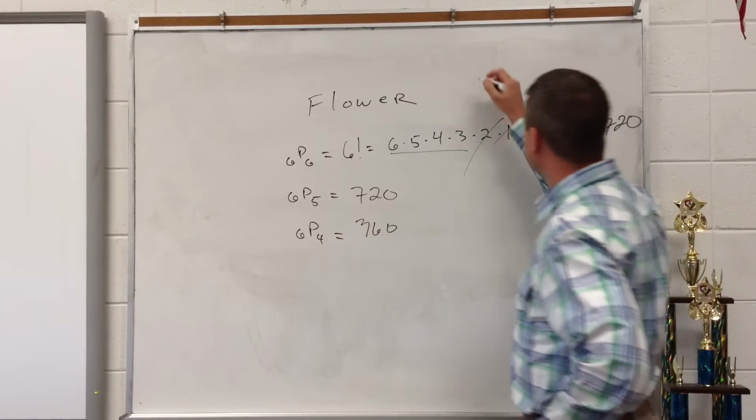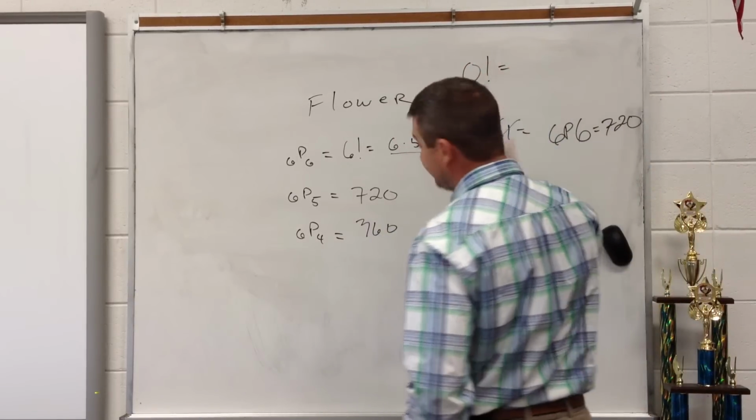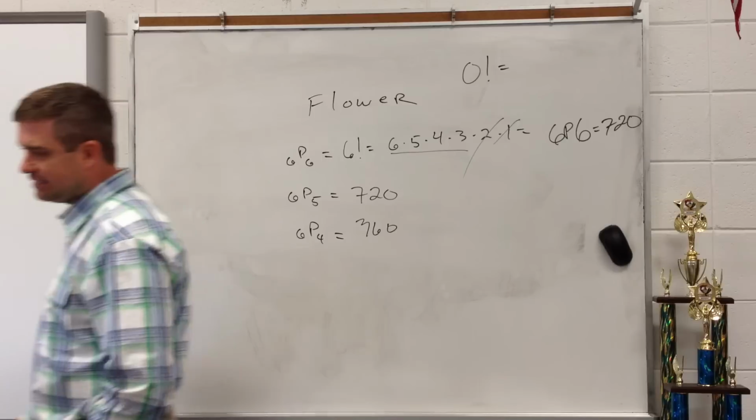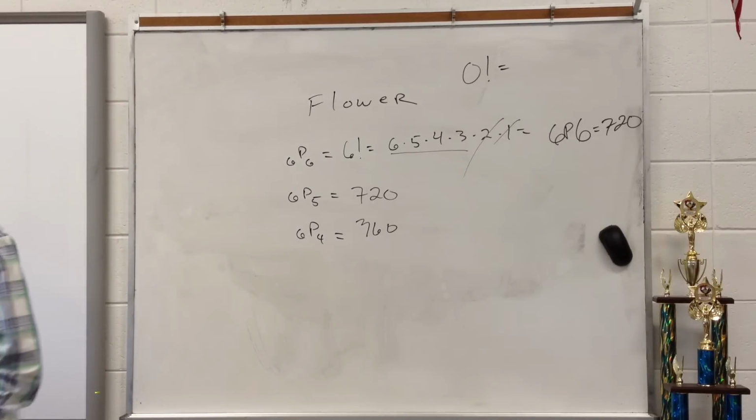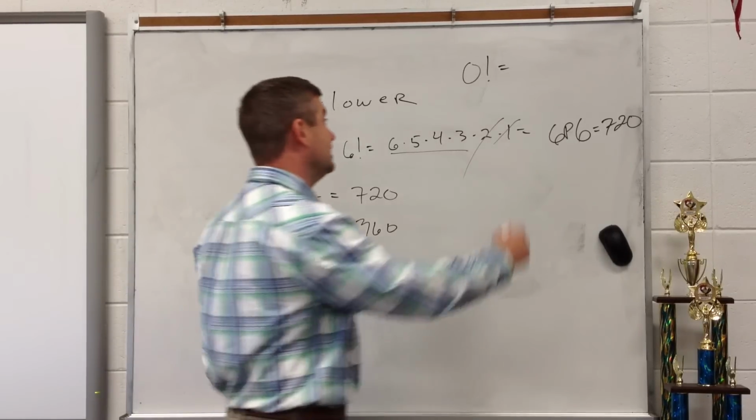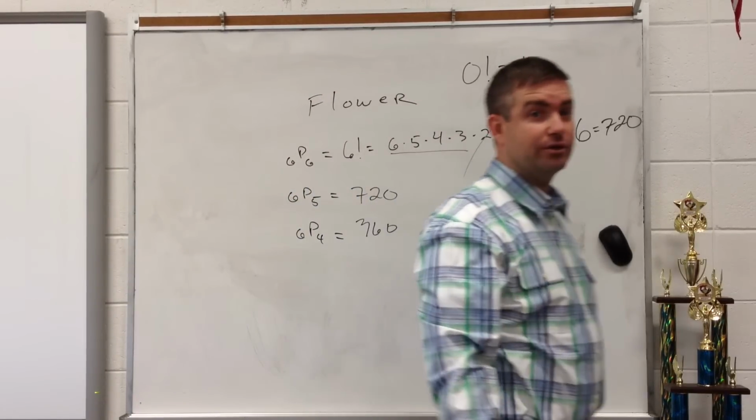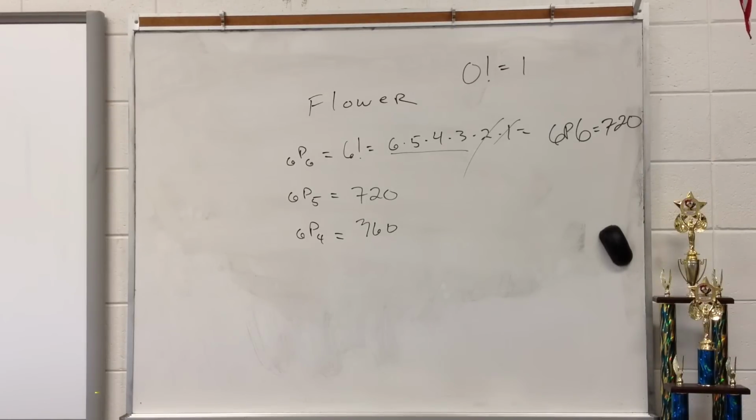And this is one thing I didn't talk about. What is 0 factorial? It says it in your notes. 0 factorial is defined to be 1. Write that down. 0 factorial is defined as 1. It's very confusing. Just kind of memorize it and don't worry about it.